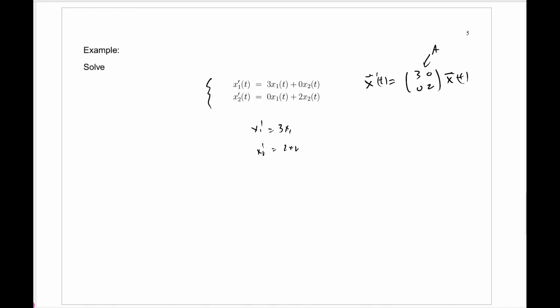And we already know how to solve this system. What is the solution to this system? So a solution is just x1 of t equals e to the 3t. A solution to this equation is just x2 of t equals e to the 2t. Now, those aren't all the solutions, but I want to talk about that in terms of how we would express our solution to the system.